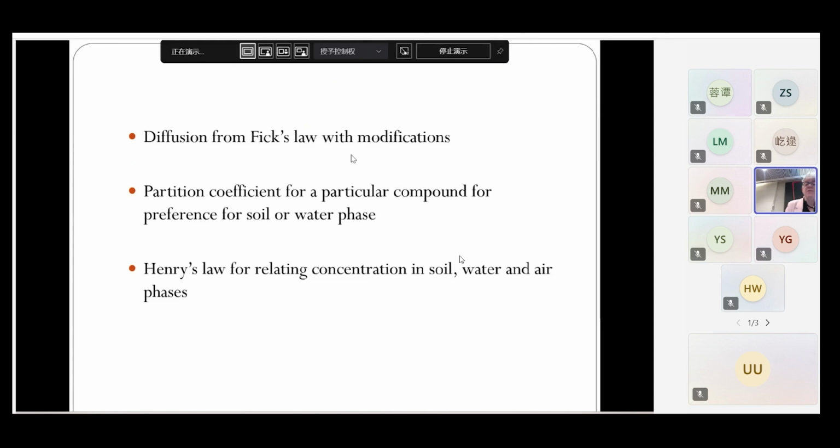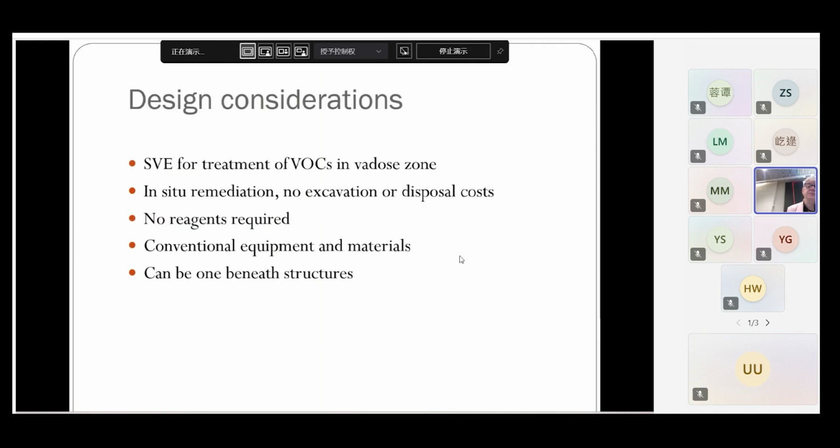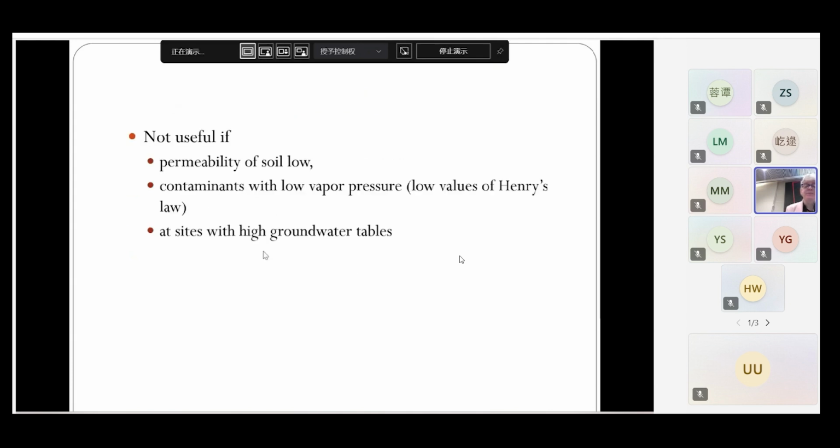So Fick's law, which I've mentioned before, you can use to do the calculations for diffusion. Henry's law, which I haven't mentioned here, is basically the way of knowing whether your contaminant is volatile or not. So again, the equipment's well known. You don't need to add anything. You're just adding air or pulling air through the system, and basically it's a fairly popular method.